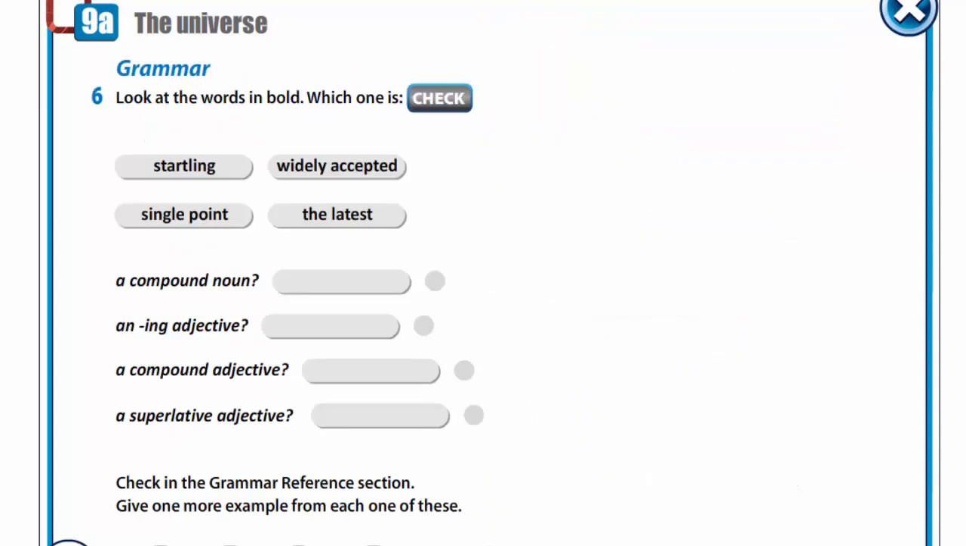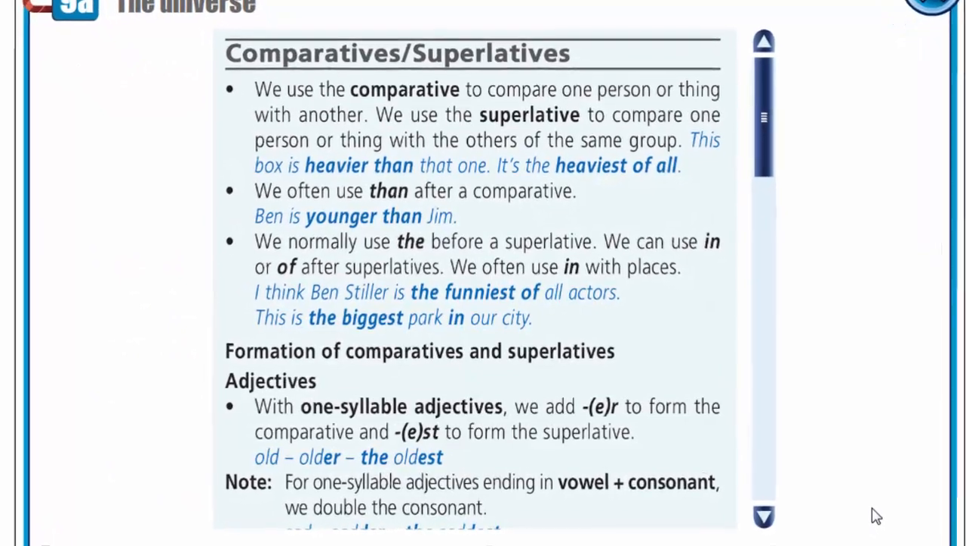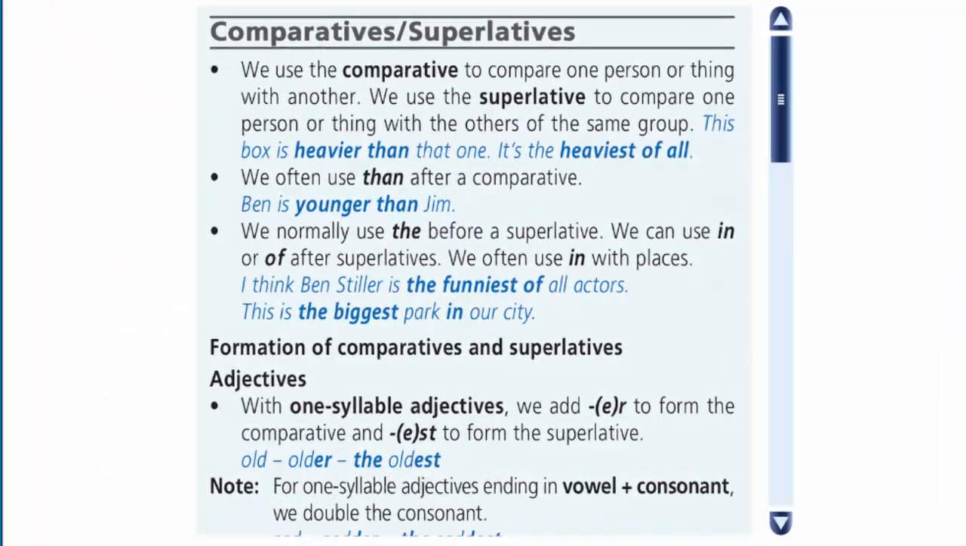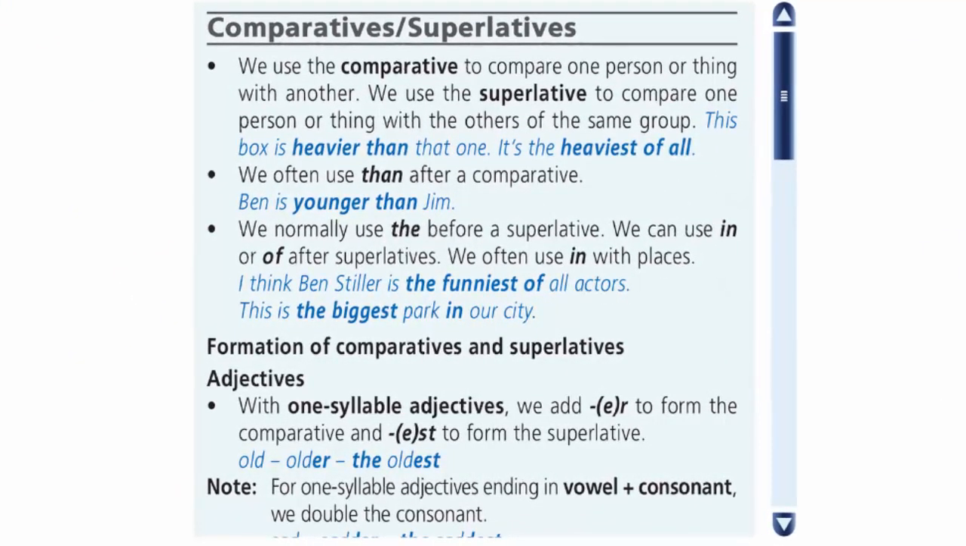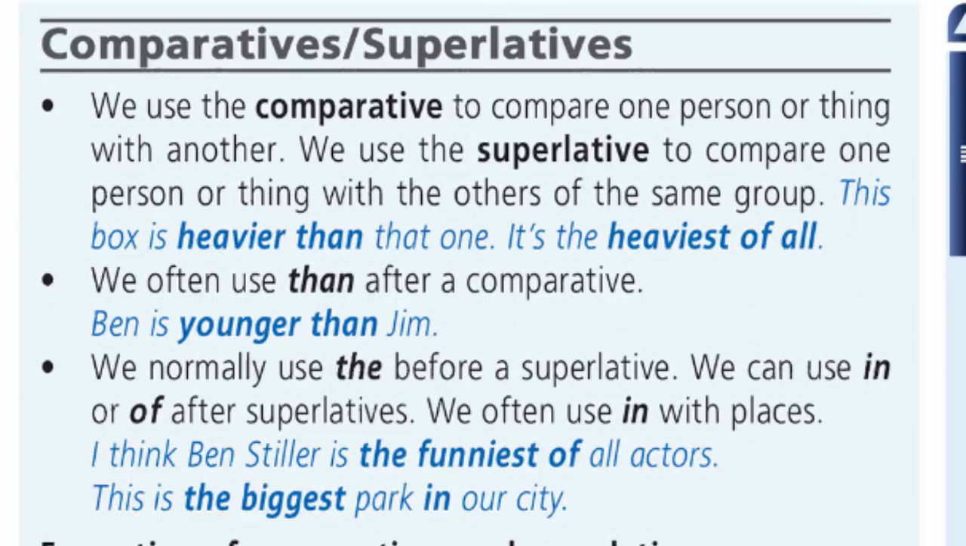In exercise 6, we are to remember our grammar. We shall remember adjectives. Let's look at the rules. Comparatives and superlatives. We use the comparative to compare one person or thing with another. We use the superlative to compare one person or thing with the others of the same group. For example, this box is heavier than that one. It's the heaviest of all.